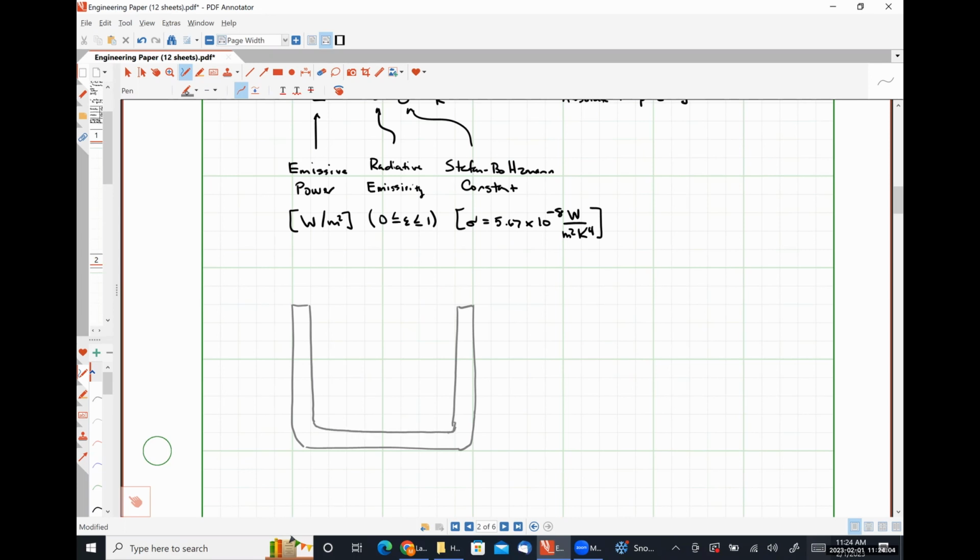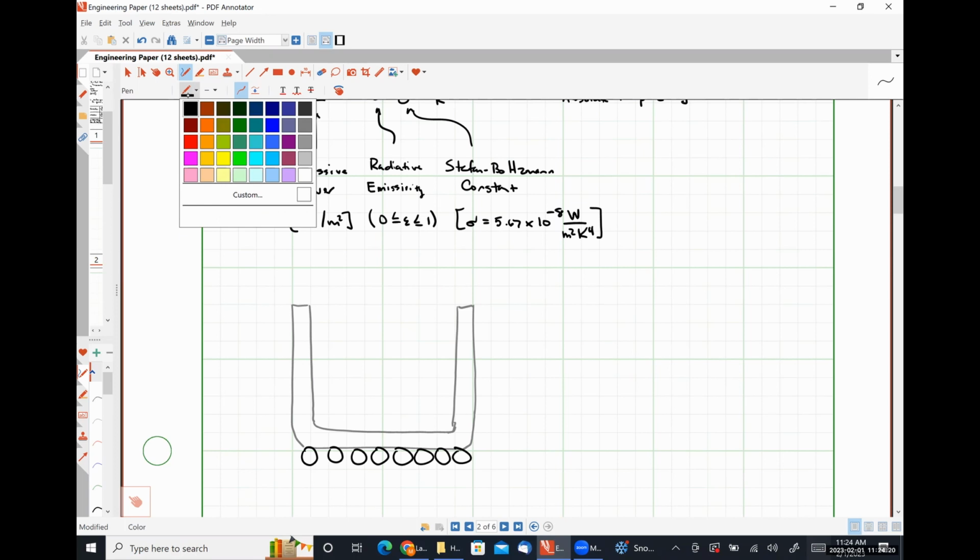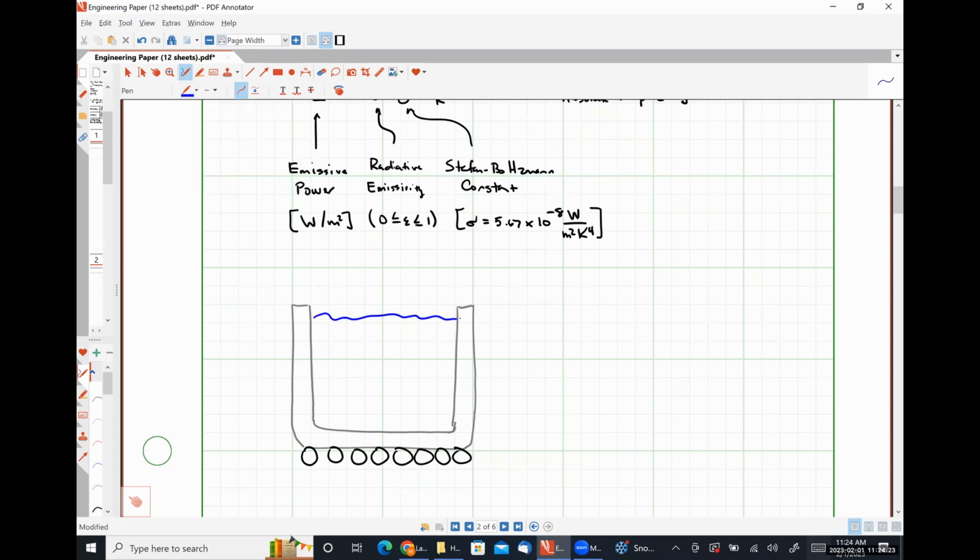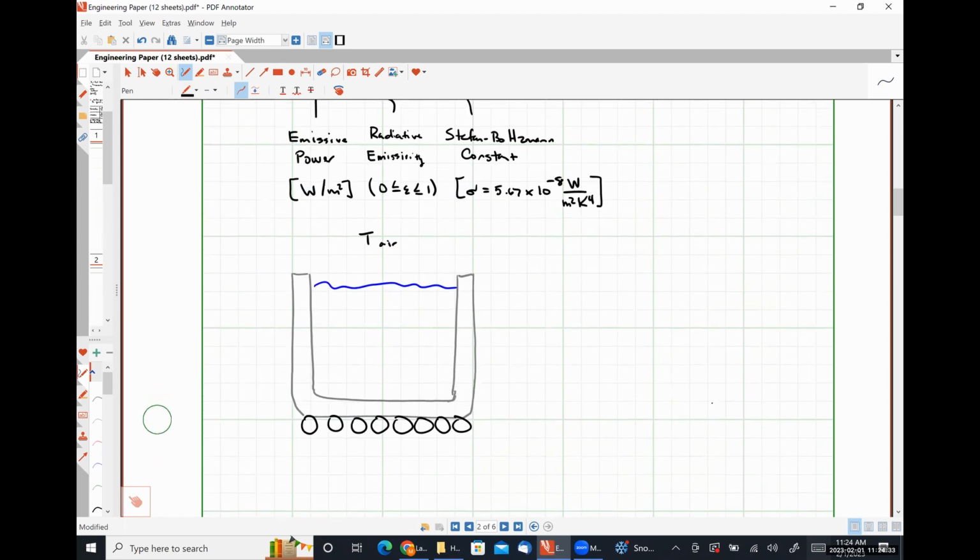So here I have a pot, or the cross section of a pot, and said pot is on top of the heating element of the stove, and said pot is full of water. So up here above our system, effectively we have our air temperature, and down here at our heating coil, we have the temperature of our coil.